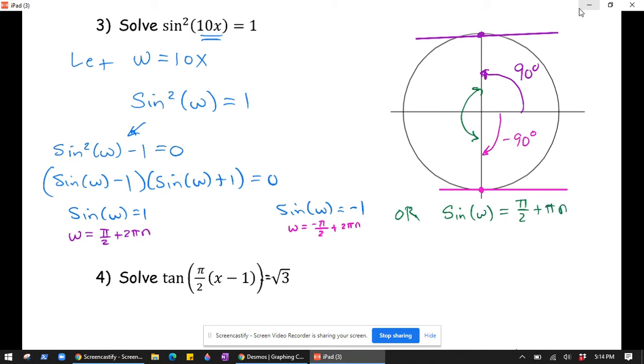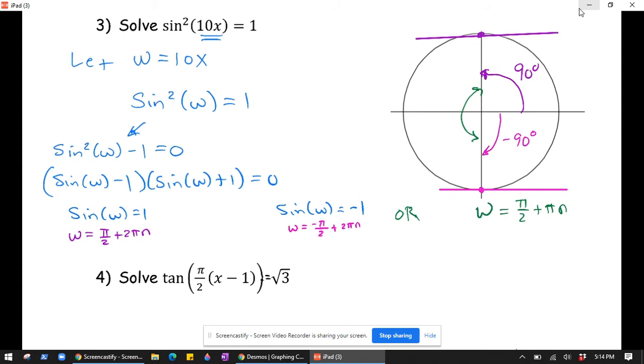Because by adding pi, I'm basically just getting from a purple solution to the pink solution, or a member of the pink solution family. And then if you add pi again, you're back to the purple, and you just keep alternating. And also, it wasn't sine of w, it's w.